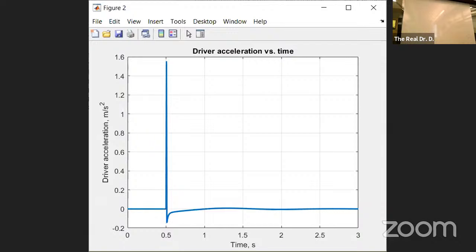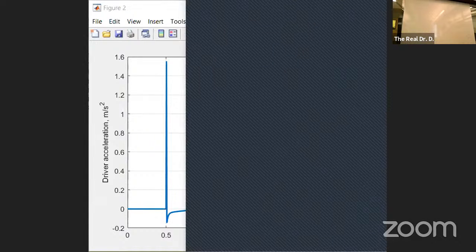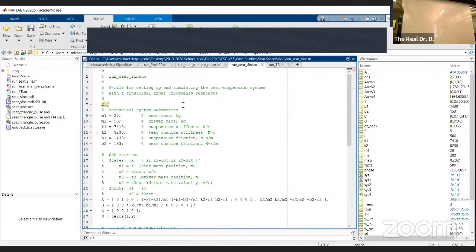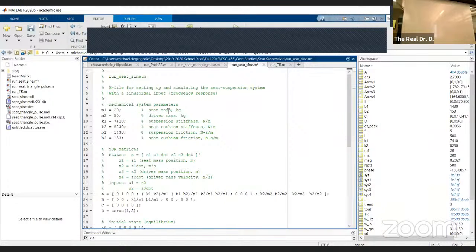Okay. But there's more that we can do with this as well. Right? There's more that we can do. So let's talk a little bit about the sinusoidal response. Here. I don't know why there's a 2.7 there. We don't need it. Let's talk about the sinusoidal response, right? So what if I had an oscillating input that I was going to put in here, right?